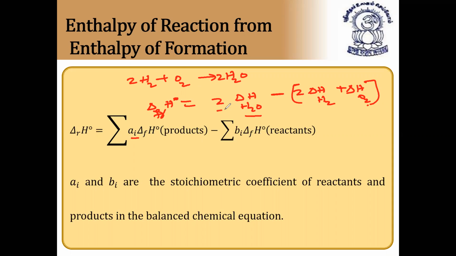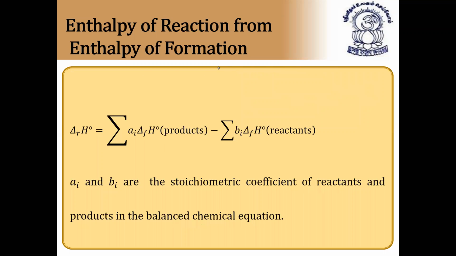A is called 2 here, B is called 2 here. So that is called stoichiometric coefficients of reactants and products in the balanced chemical equation. So this is called enthalpy of the reaction, standard enthalpy of the reaction. I hope it is clear.